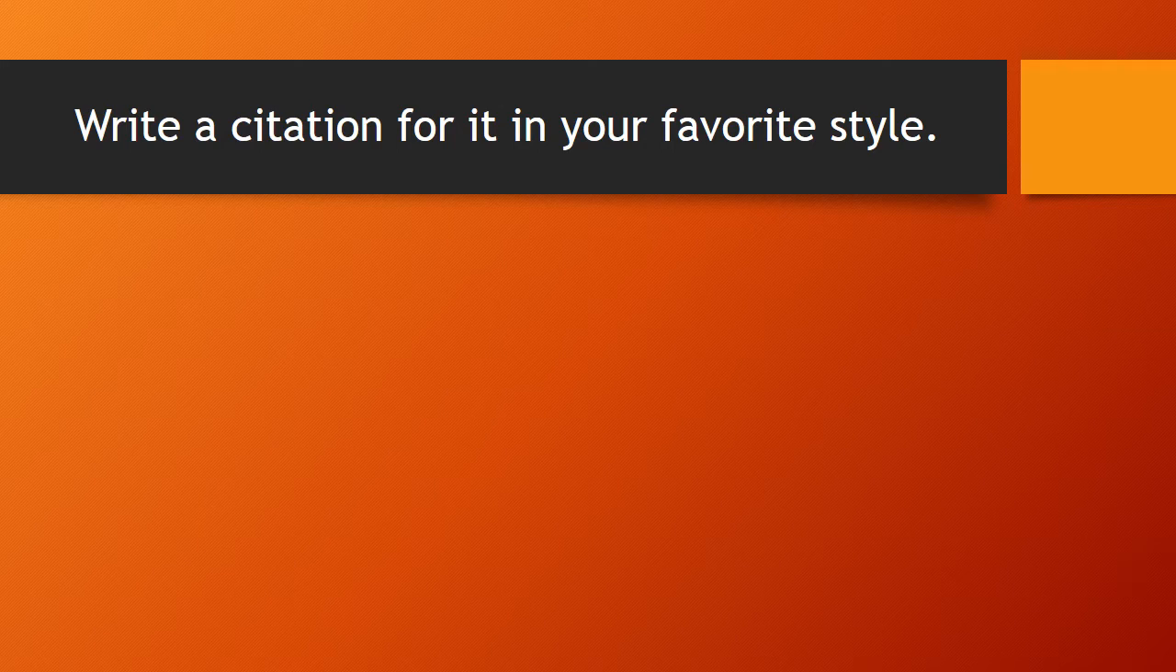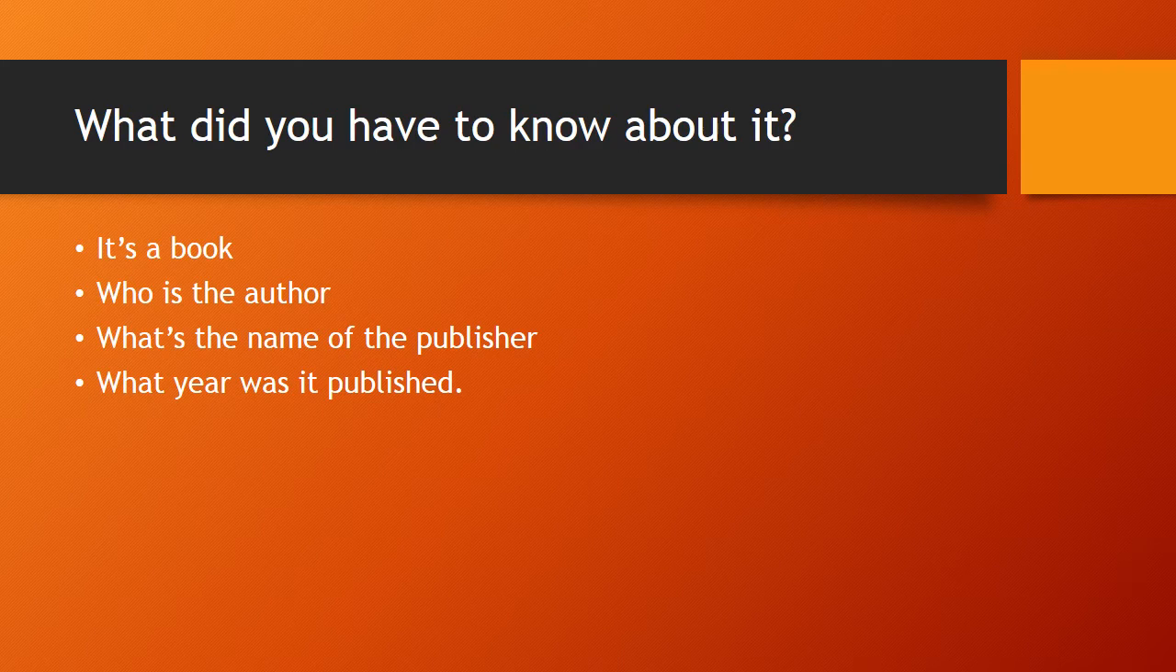So write a citation for that book in your favorite style, just to get a feeling for how you have to pay attention to all those elements that I just talked about. What did you have to know about it? That it's a book, right? Because you write a different citation for a journal article. You write a different citation for a conference proceeding. You write a different kind of citation for a chapter that's in a book.